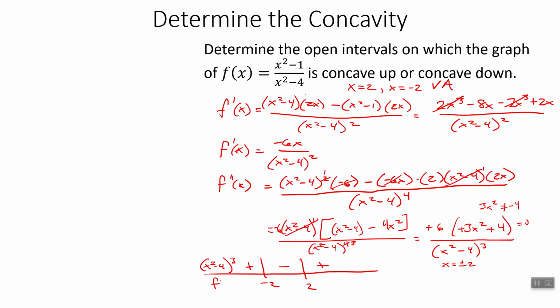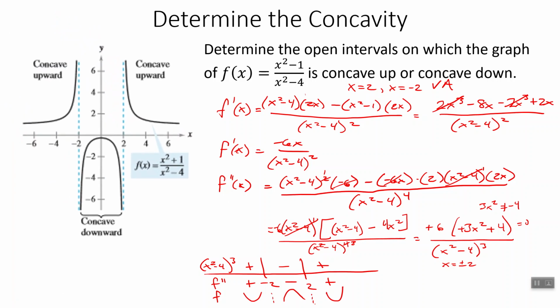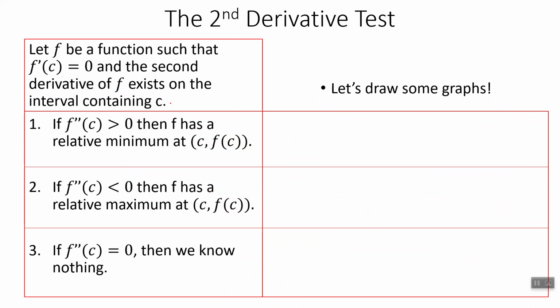So that means our function f double prime, its second derivative, is positive, negative, positive, which means our function f is concave up, then concave down, and then concave up. And these are vertical asymptotes, so they are not points of inflection. So there it is. There's our graph. Concave up over here. Yep. Concave down here. Yep. Frowny face. Concave up here. Yep. There we go.